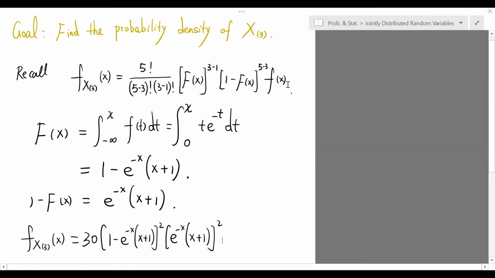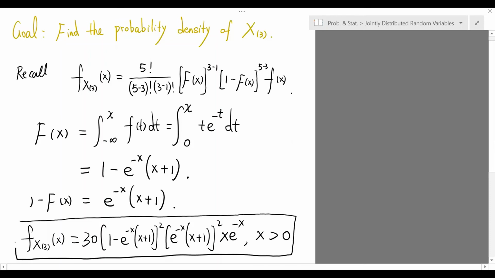And lastly, we just have the probability density for the random variable X, which is given by x e^(-x). And the domain for this function is x greater than 0. And as we have observed, this function is the same as the probability density for the length of time that the machine operates effectively. And this completes our problem.